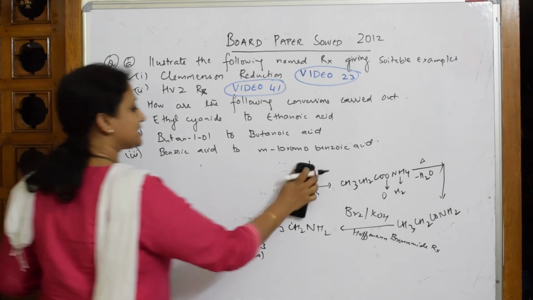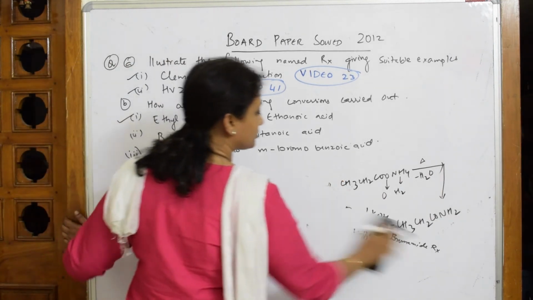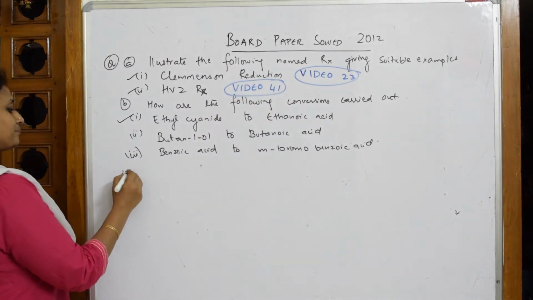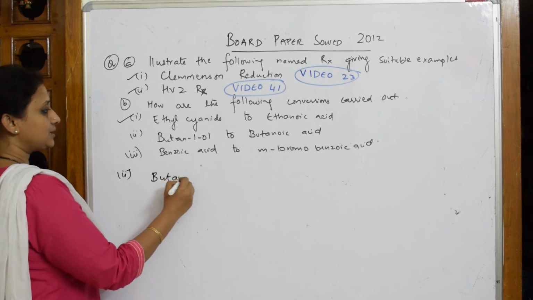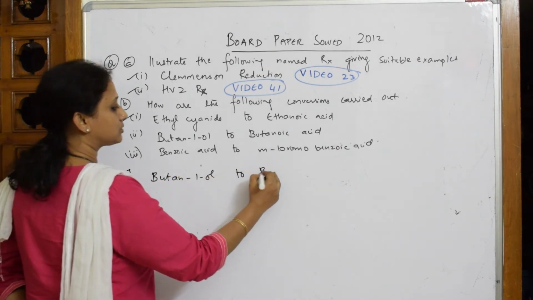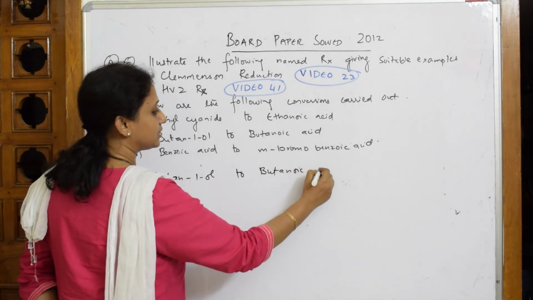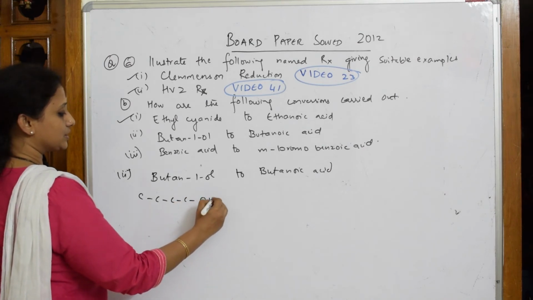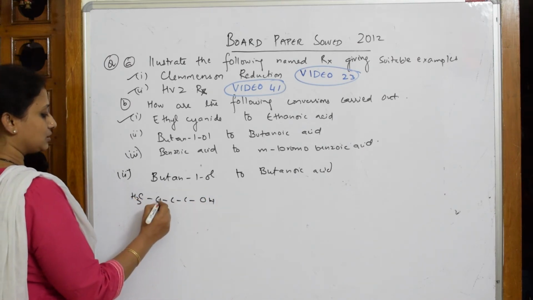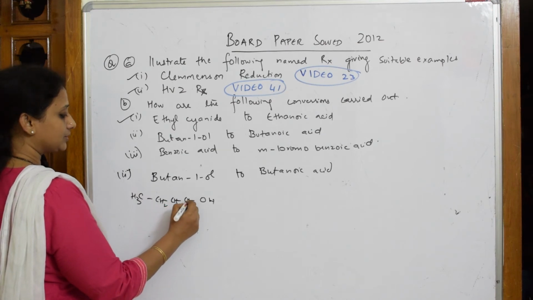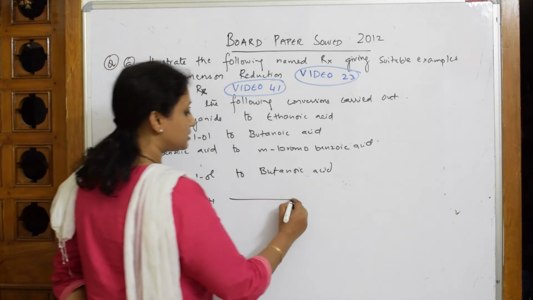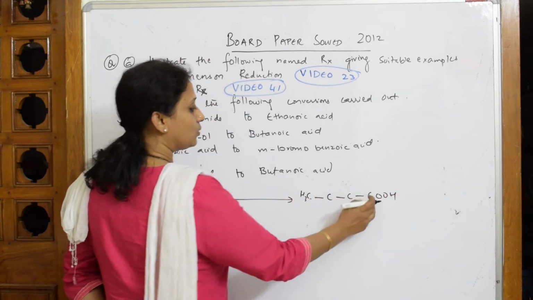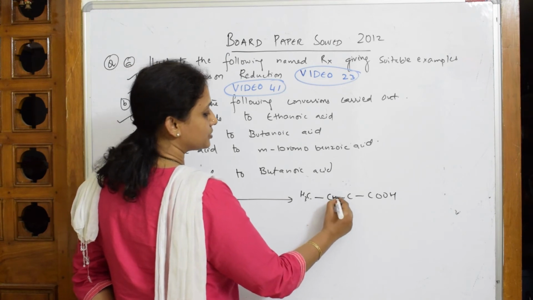So what is the second one? Butanol to butanoic acid, the easiest conversion in your chemistry textbook. Second one is butan-1-ol to butanoic acid. Write the formula. What is butan-1-ol? 1, 2, 3, 4 carbons and OH. This is your butan-1-ol. Now to this butan-1-ol, I have to convert this into butanoic acid. 1, 2, 3 and 4 carbons. This is your butanoic acid.